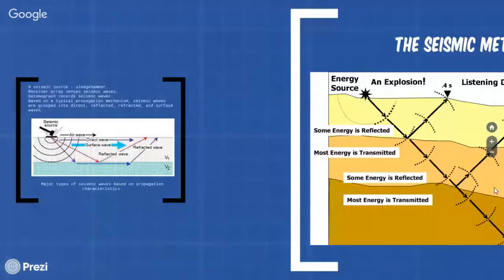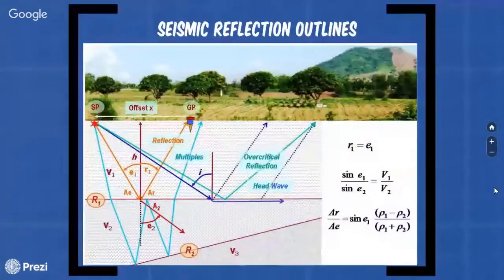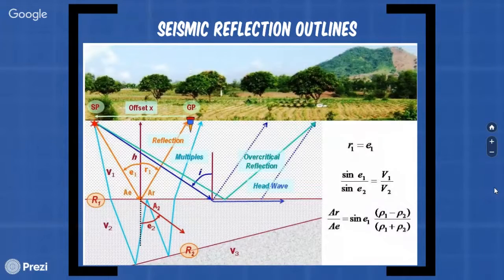Seismic reflection outlines. When a seismic wave encounters a boundary between two materials with different acoustic impedances, some of the energy in the wave will be reflected at the boundary, while some of the energy will be transmitted through the boundary. The amplitude of the reflected wave is predicted by multiplying the amplitude of the incident wave by the seismic reflection coefficient, determined by the impedance contrast between the two materials.